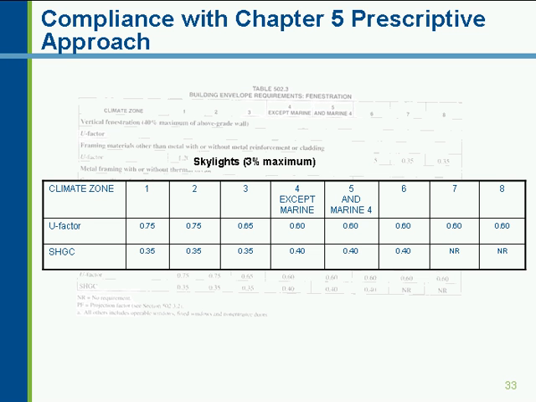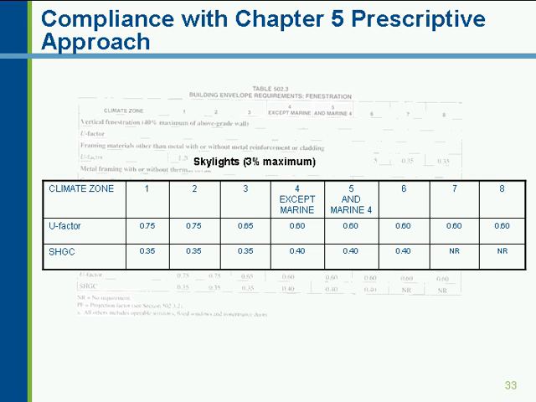Big change between the 2006 and 2009. The 2006 had a criteria for glass skylights and plastic skylights, two different sets of requirements. During the 2009 code change process, this was all put into one set of requirements. So now we just have a criteria for skylights. With skylights, you have both a U-factor requirement and also a solar heat gain coefficient requirement.